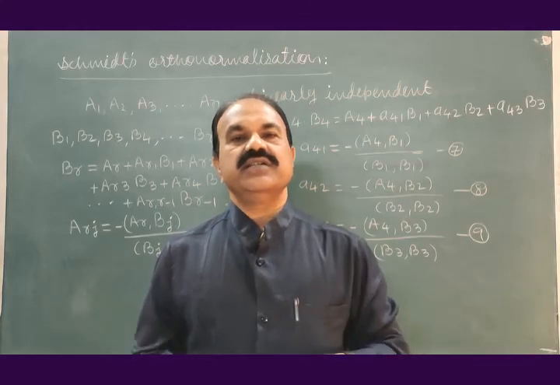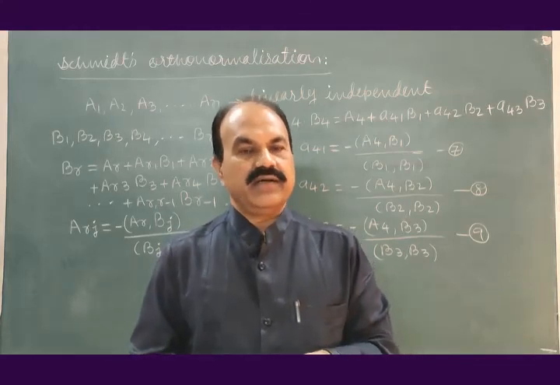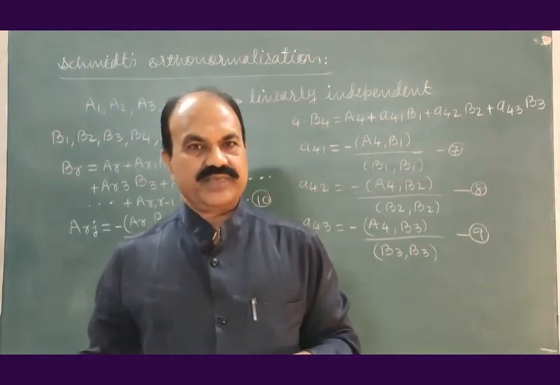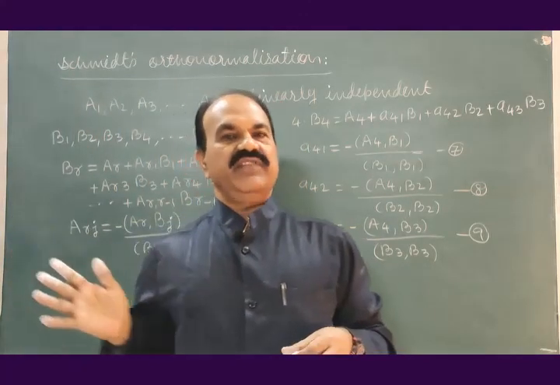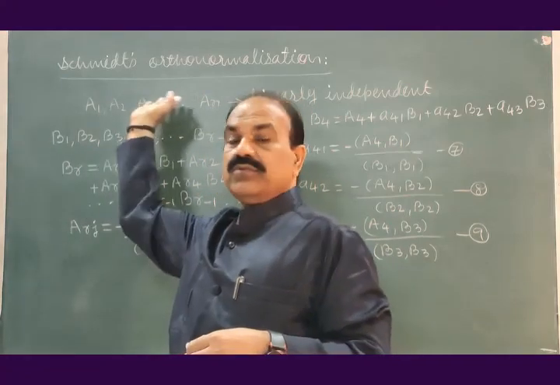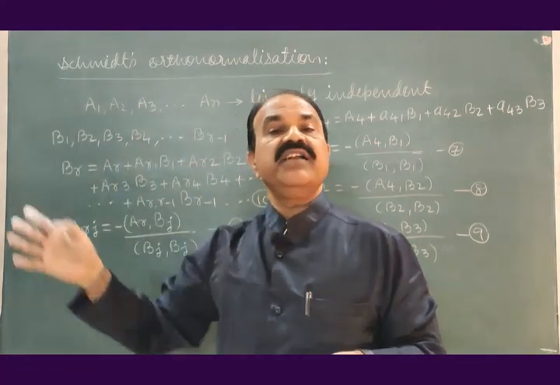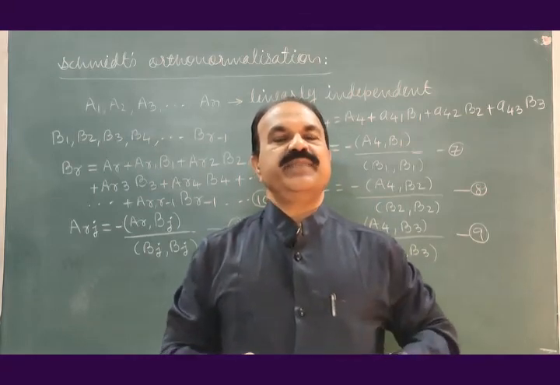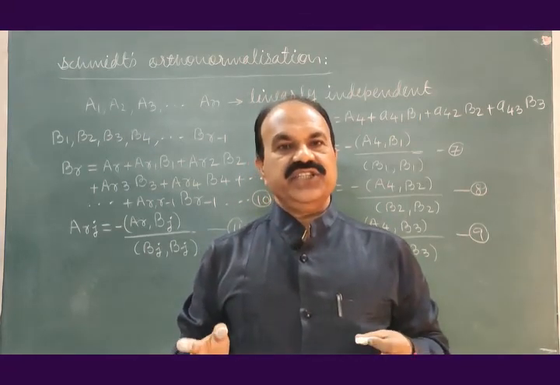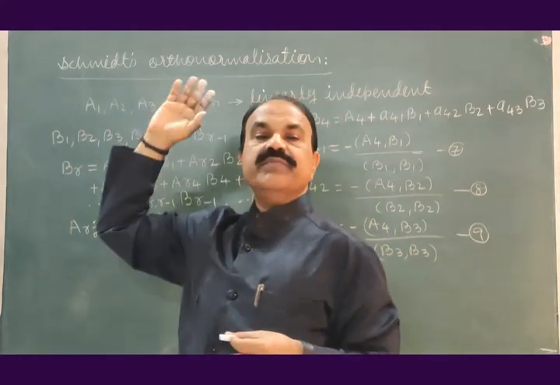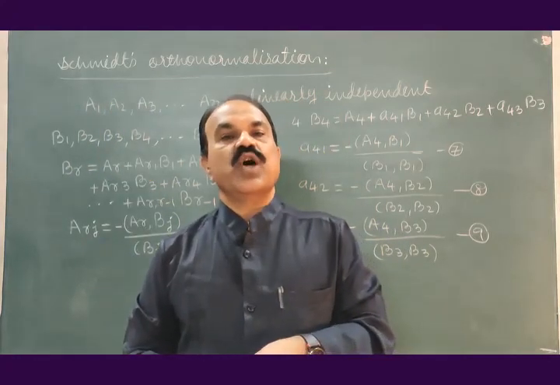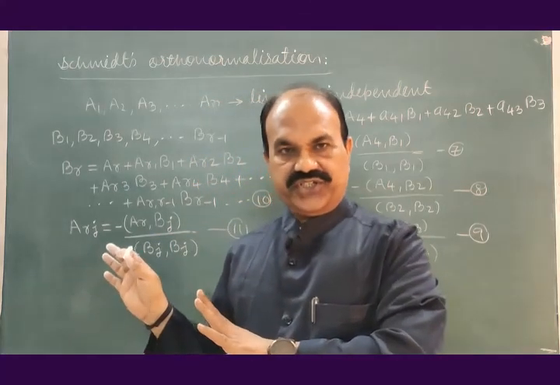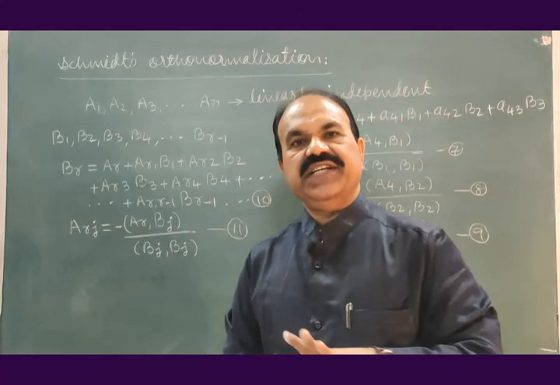This is the simple idea of getting a set of orthogonal vectors and a set of orthonormal vectors corresponding to the linearly independent vectors described in n-dimensional space. And this method is Schmidt's orthonormalization method. So, this is explained in detail.